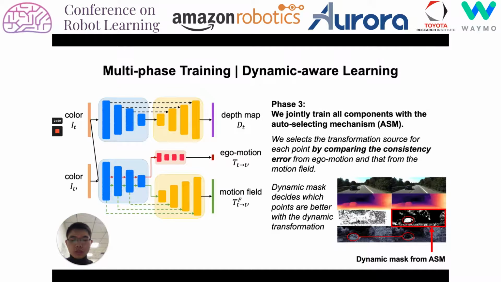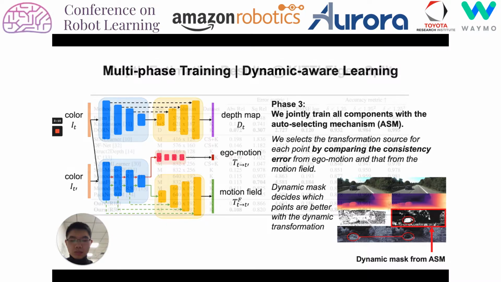In the last phase, we jointly train all components in our system. We merge the two optimization passes through the auto-selecting mechanism. The ASM can generate a dynamic mask. It can decide which points are better with the dynamic transformation.